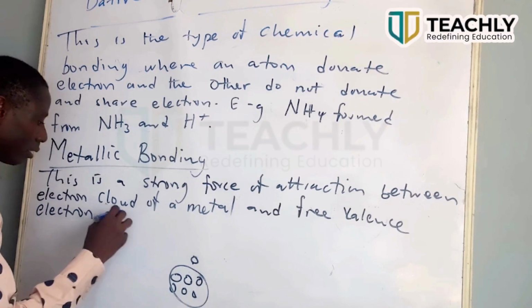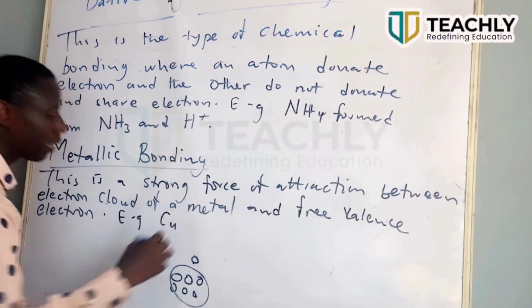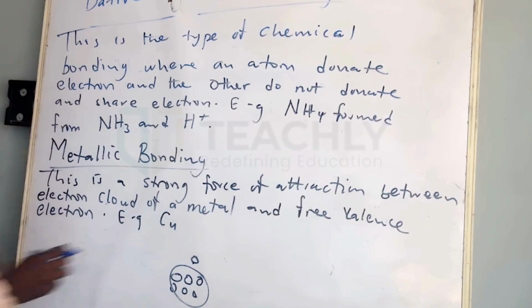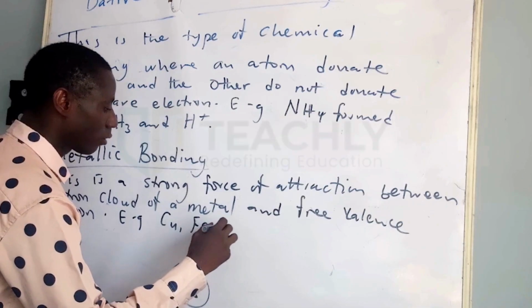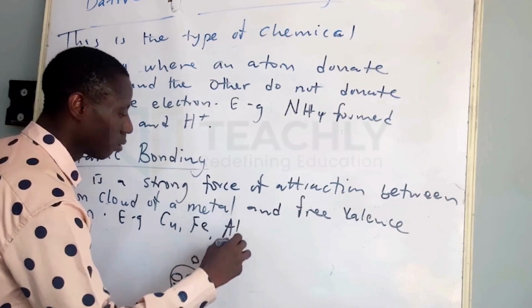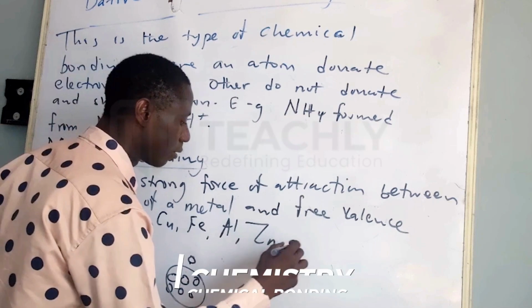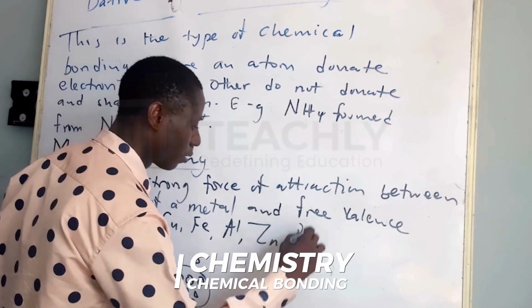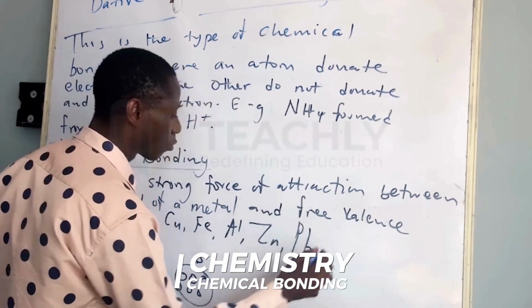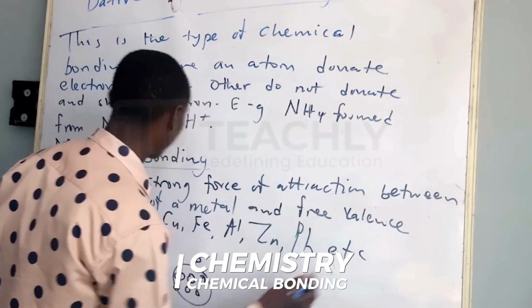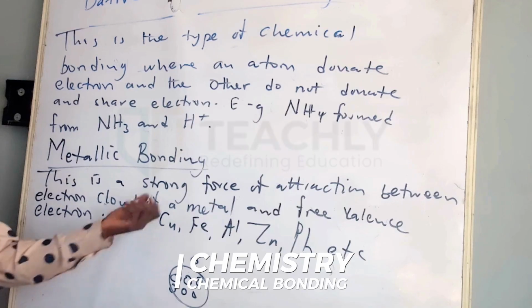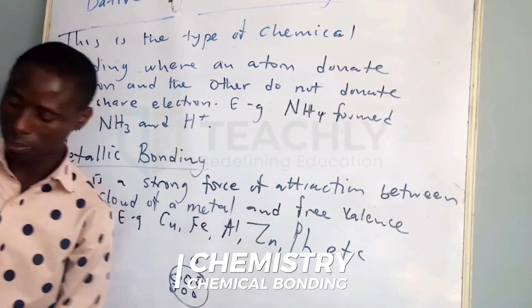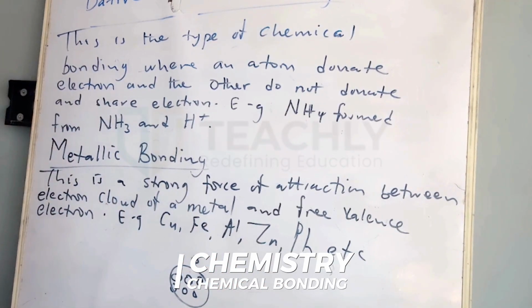For example, you can see it in copper. Any metal, you can see copper, iron, aluminum, zinc, lead. So what kind of bond can you find in all of these? They are metallic bonds. So copper, iron, aluminum, zinc, lead have a kind of bond called metallic bond.